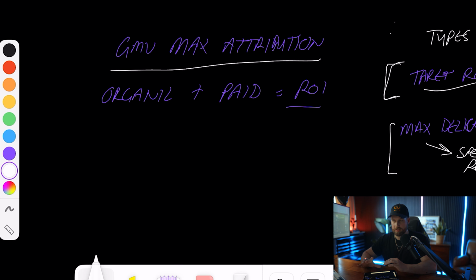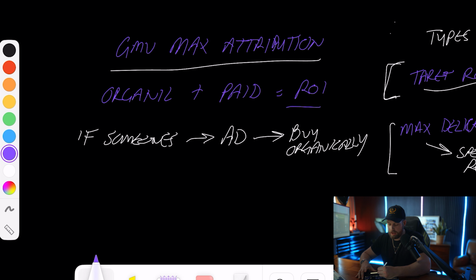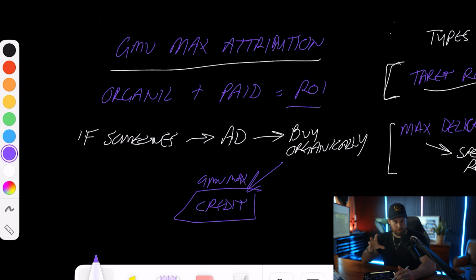The other important thing I wanted to note for you guys is if someone sees an ad, basically scrolls past an ad or something that's running in GMV Max, and they later buy organically while your campaign is running, GMV Max will get the credit. It could even be a product card. If they go and buy organically afterwards, it will still credit the sale to GMV Max.